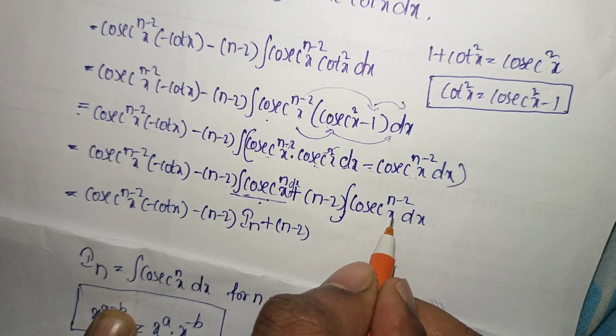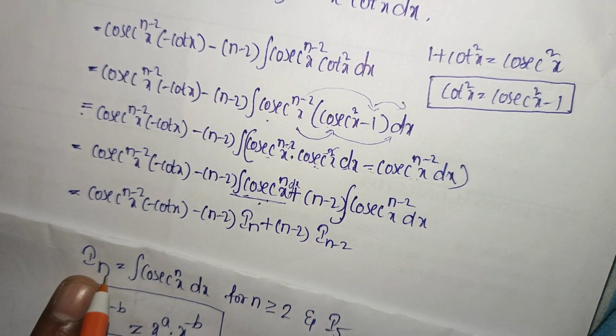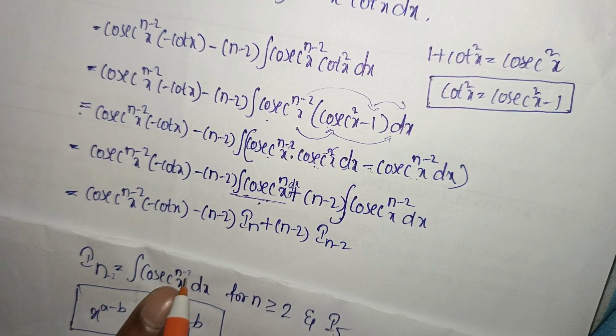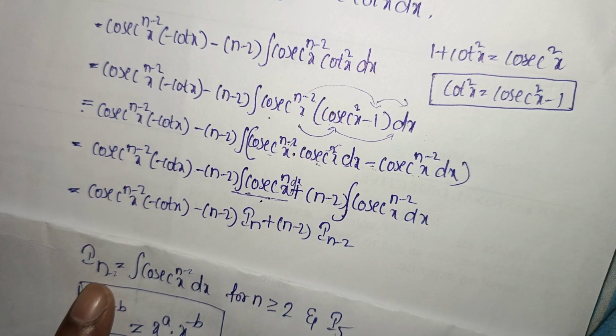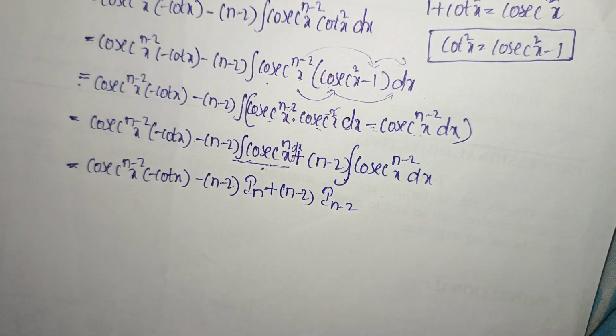We can write this as I_{n-2}. Simple. In place of n, it's n minus 2. So we are replacing it with I_{n-2}. So that's it. Now, hope you guys understood.